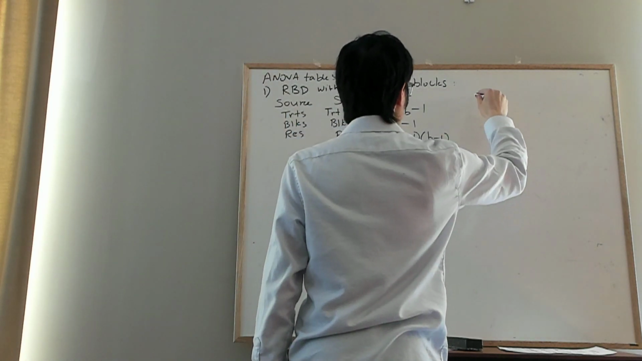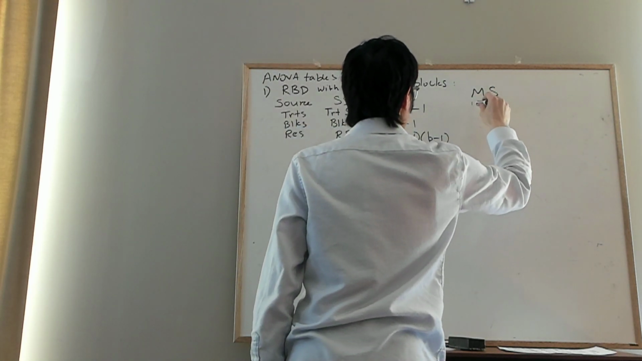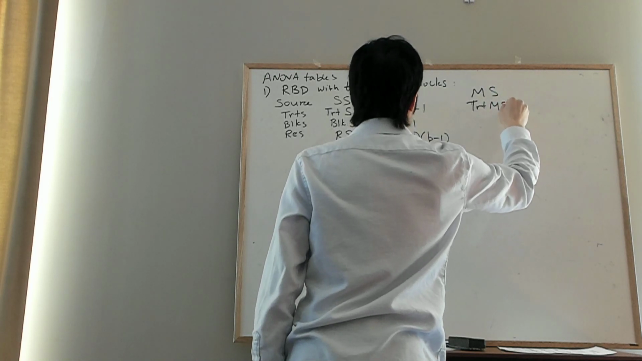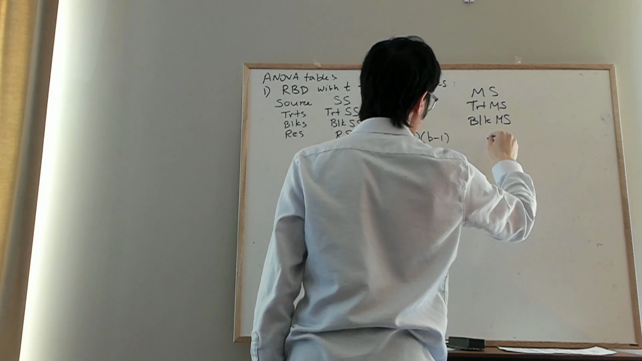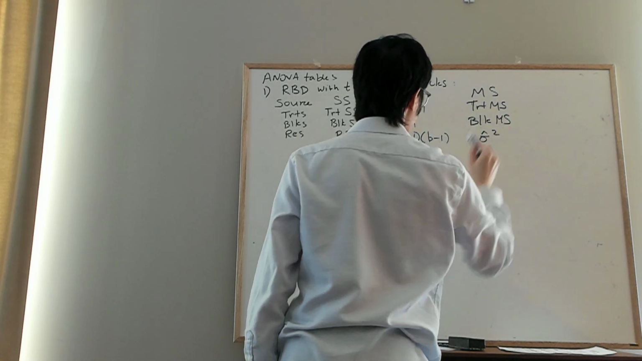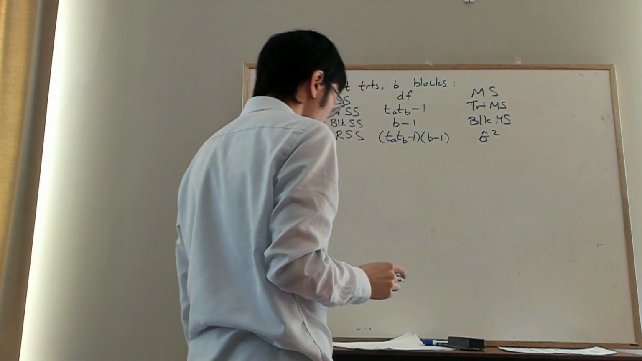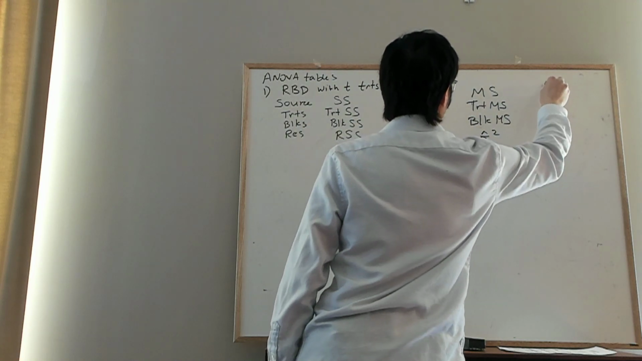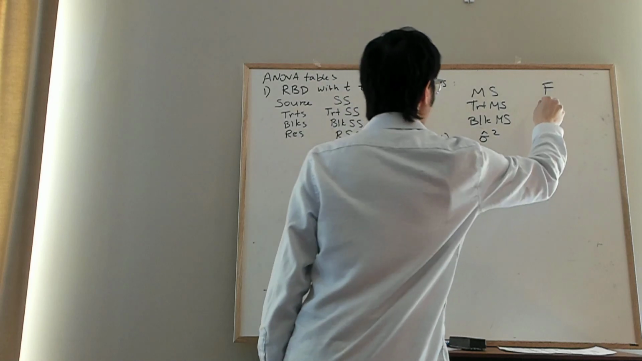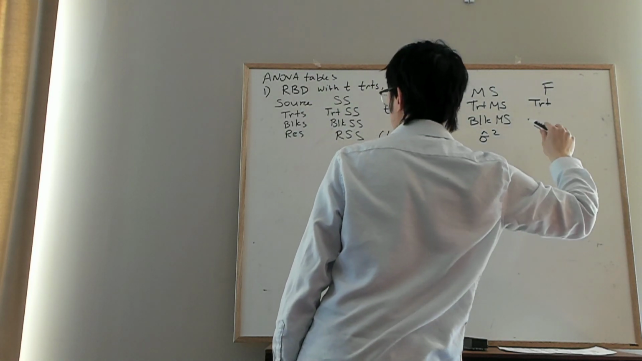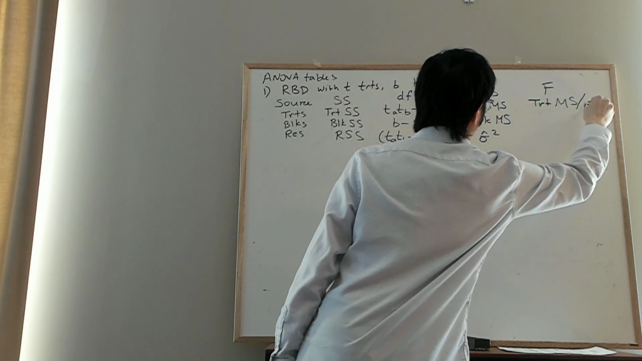Now if we divide the sum of squares by the degrees of freedom, we get the treatment mean square, the block mean square, and then the residual mean square. In our notation, that's simply the estimate of sigma squared. From these statistics we can do F tests. Treatment mean square divided by sigma squared is the F statistic for testing whether there are significant differences among the treatments.